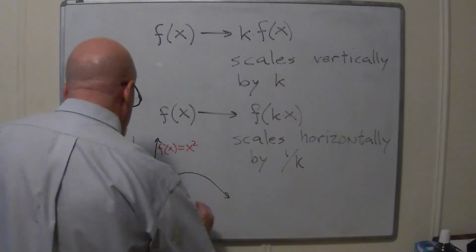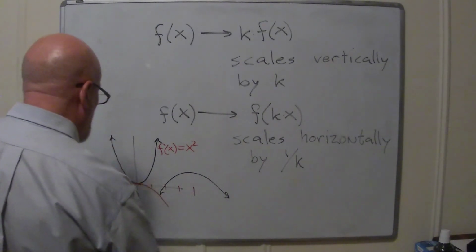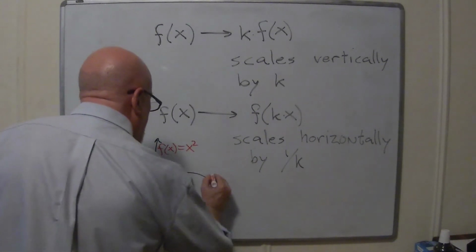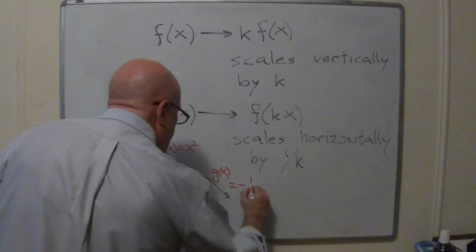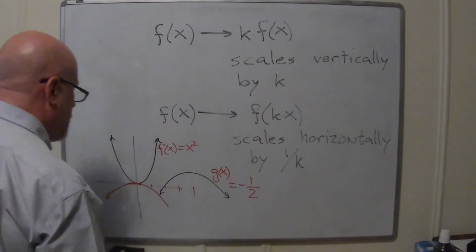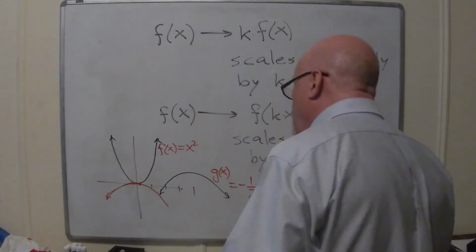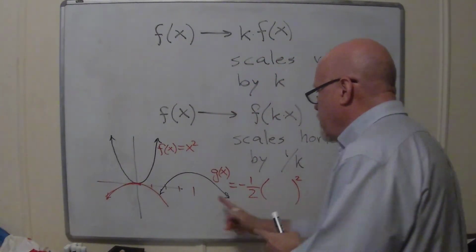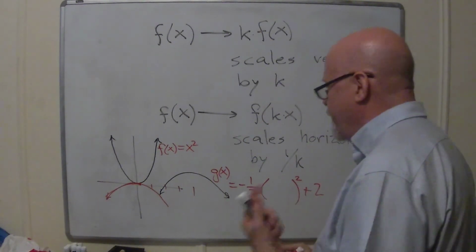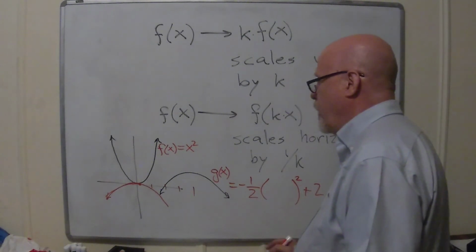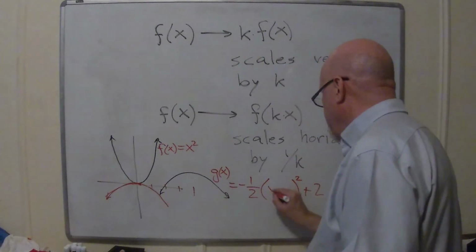I'm just guesstimating, but it looks like we went 4 sideways and 2 vertically. So g of x would be negative a half times, we'll have to work out what we square. But the adding part I can get. To move it vertically up, I needed to add the 2. How do I move it sideways? Again, this is a moment where you've got to remember the shifts go backwards. So if I want to move 4 to the right, I actually subtract 4 on the inside.